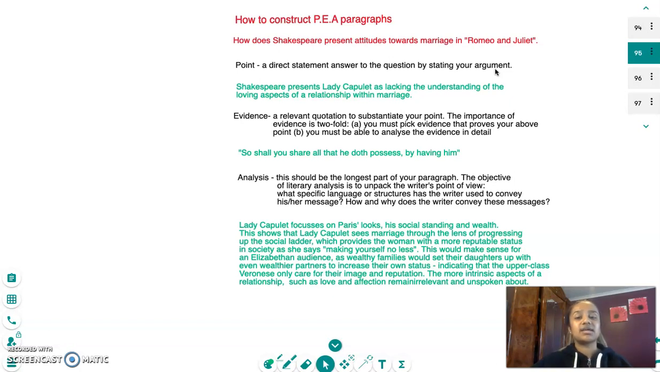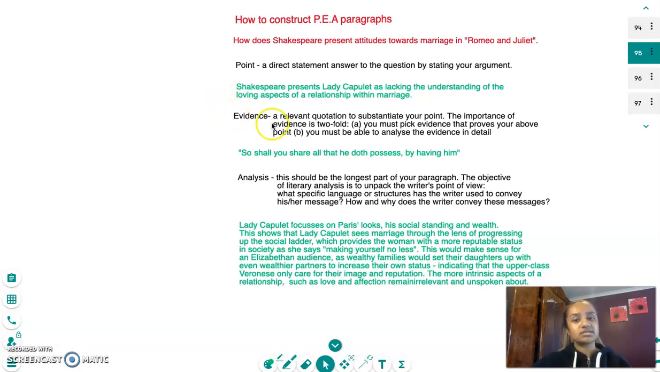So you always want to make it explicitly clear to the examiner what your argument is. And you can do this straight away in your point. So just a succinct and direct answer to the question given. Within my example, I've said Shakespeare presents Lady Capulet as lacking the understanding of the loving aspects of a relationship within marriage. So she doesn't understand that love is an important aspect of marriage, and we're going to explore how and why Shakespeare presents Lady Capulet to be that way in this paragraph. So that is the argument that I'm going to be presenting in this paragraph.